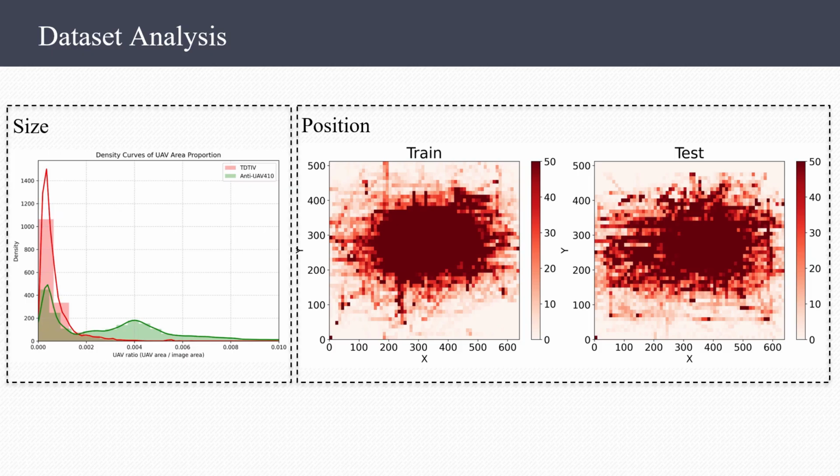In contrast, the anti-UAV 410 dataset, shown by the green curve, shows a broader distribution range, containing more large-sized UAV instances. Furthermore, the analysis of the spatial distribution characteristics of targets in the TDTIV dataset, where the horizontal and vertical coordinates represent the target's position within the image, reveals that the targets are more spatially dispersed. This property provides valuable data support for modeling omnidirectional motion scenarios.